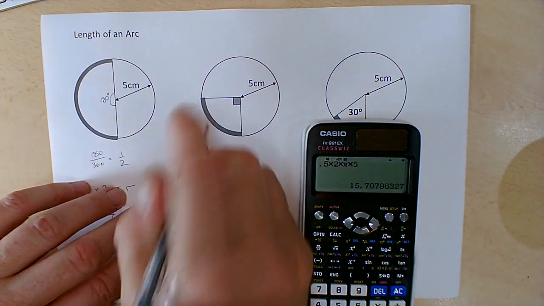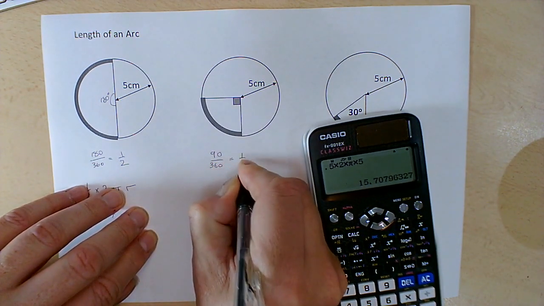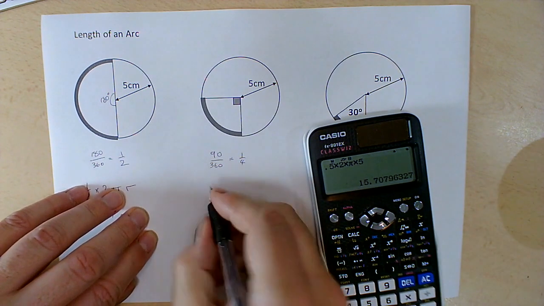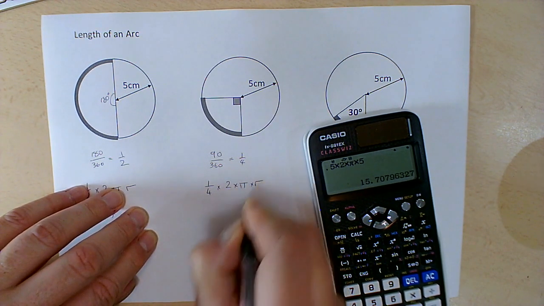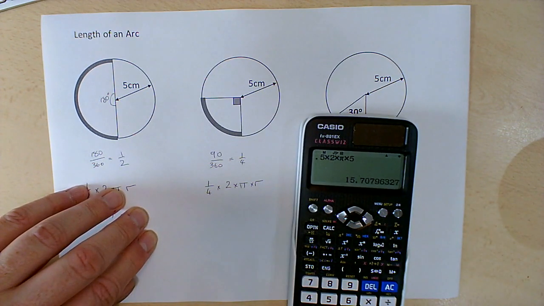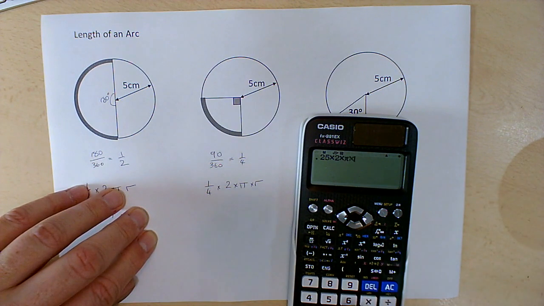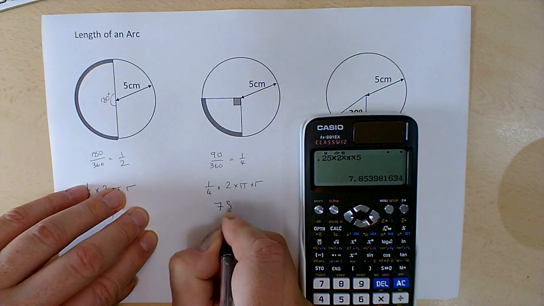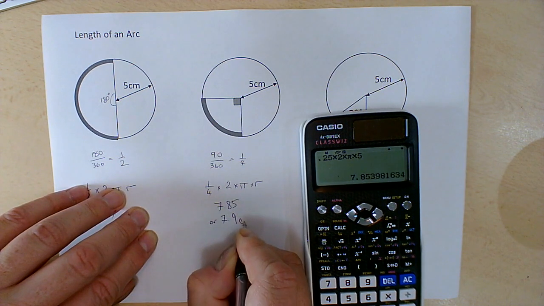Let's do the second one here. This is 90 degrees. As we saw before, 90 degrees over 360 is a quarter. So this is going to be 1/4 times 2 times pi times r, because the 2 pi r is the circumference of the whole circle. So a quarter is 0.25 times 2 times pi times r, and r is 5, and that equals 7.85, or 7.9 to 1 decimal place.